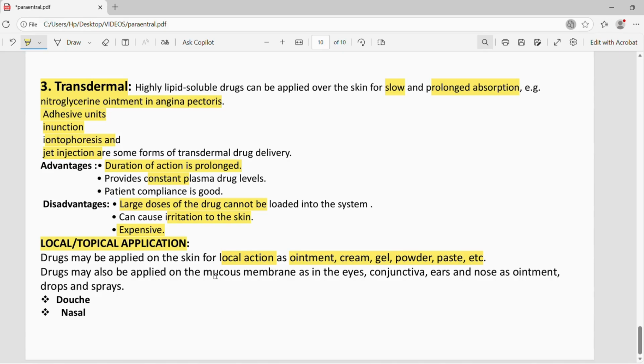Drugs may also be applied on the mucous membrane, as in the eyes, conjunctiva, ears and nose, as ointment, drops and sprays. Here it can also be applied to the mucosa.